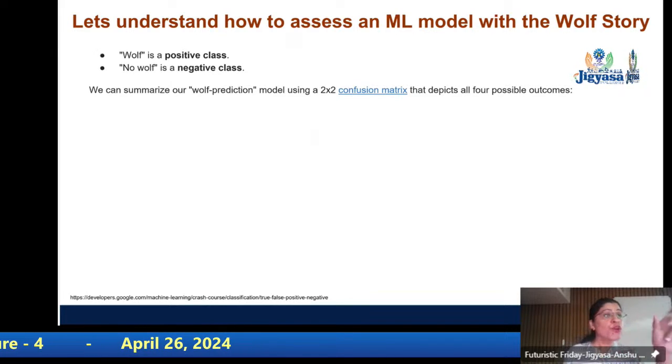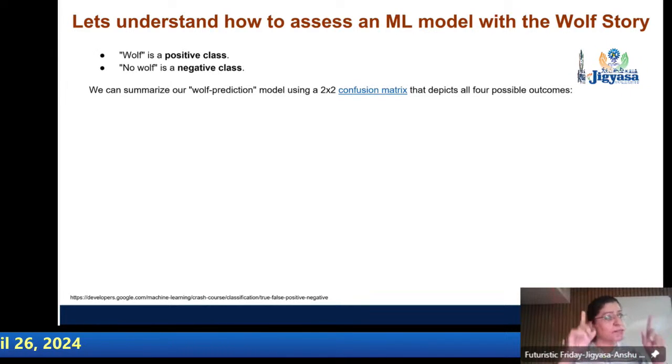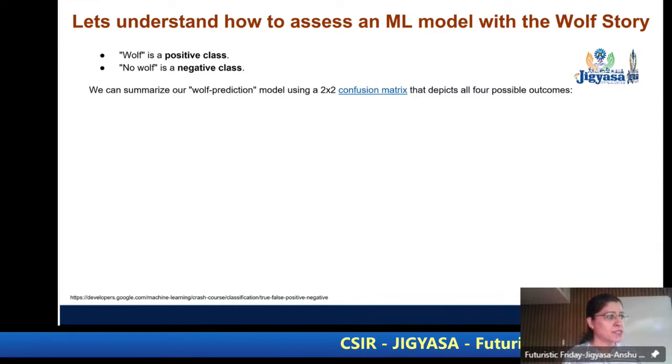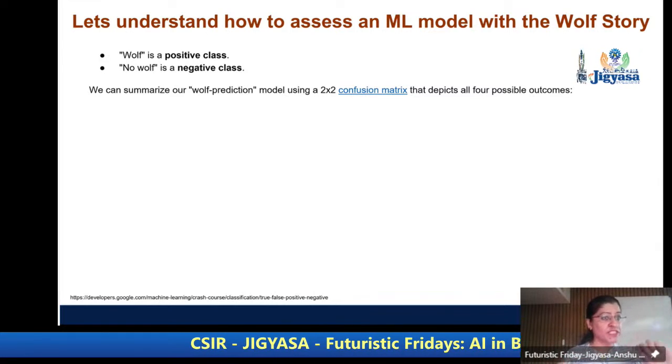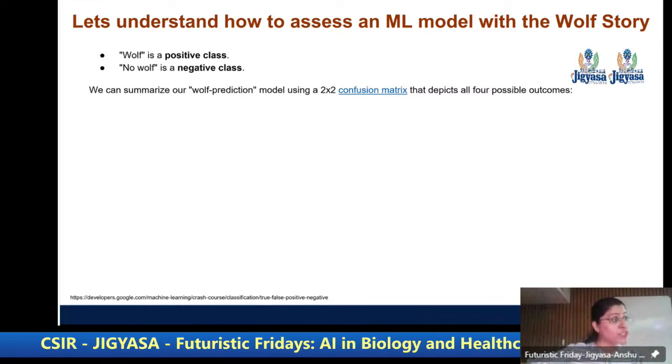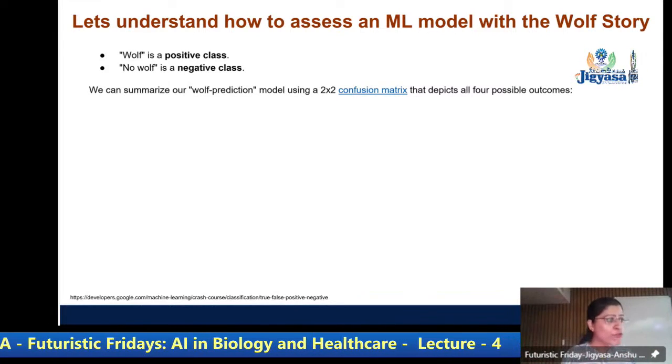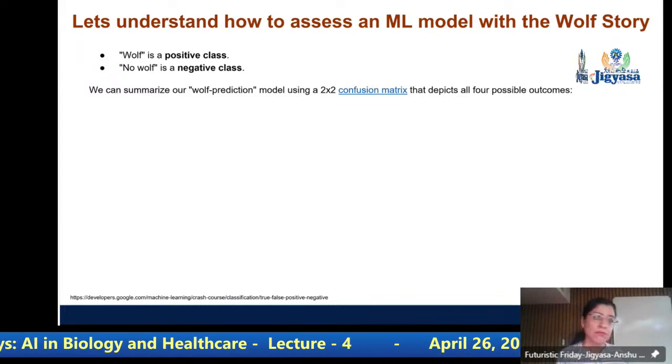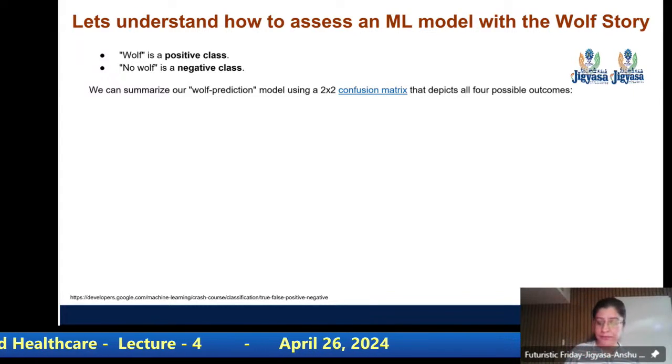All right. When a wolf comes, assume it's a positive class. When there is no wolf, it's a negative class. Positive class means when somebody is shouting wolf, the wolf is actually there. When somebody is saying no wolf, the wolf is actually not there. Agreed? So far, so good?